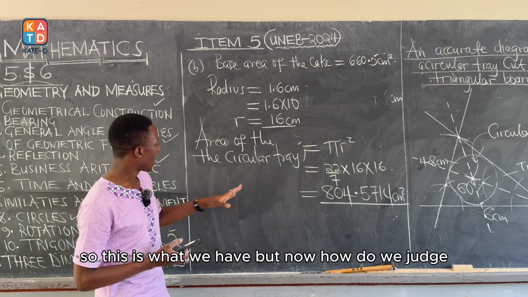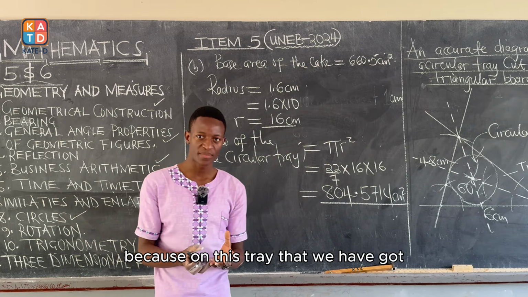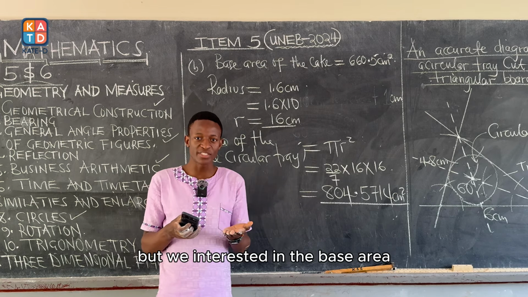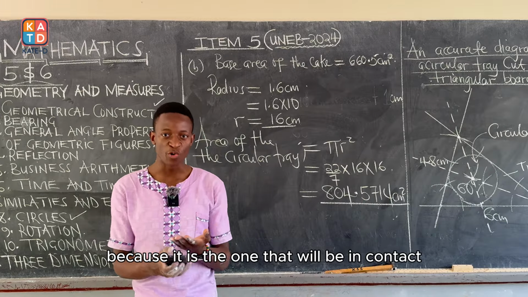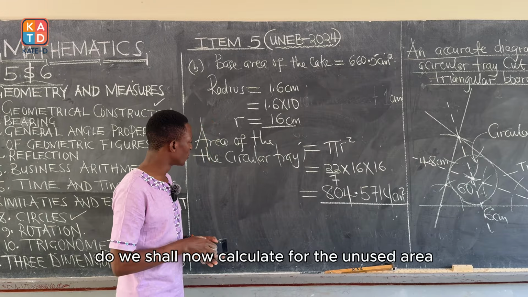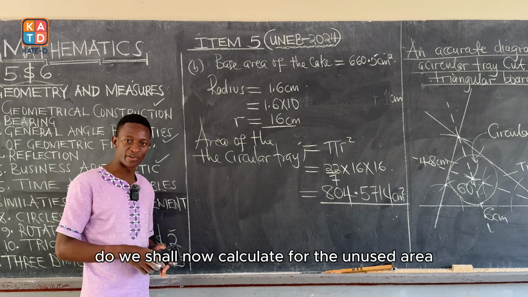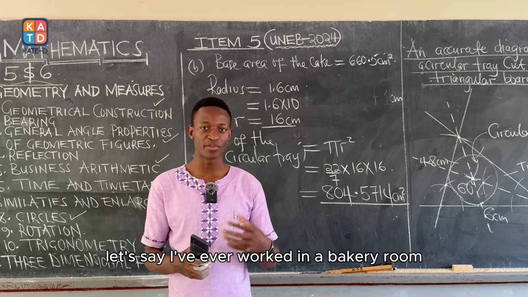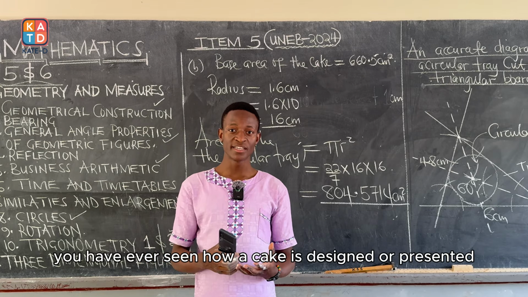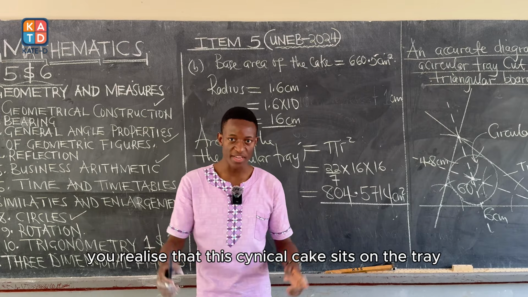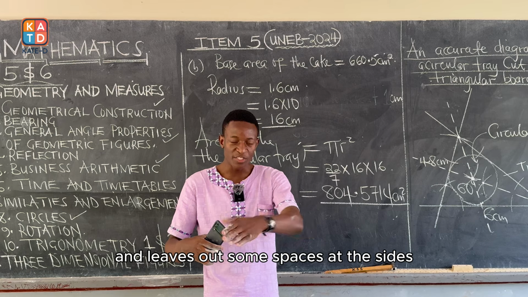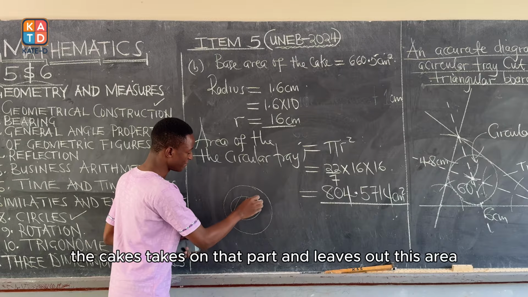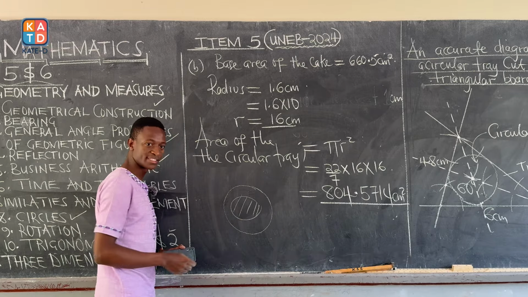But now, how do we judge? On this circular tray that we have got, we want to make sure that this cylindrical cake sits on it, but we are interested in the base area because it is the one that will be in contact with this circular tray. So we shall calculate the unused area, because whenever we are dealing with cakes, let's say you have ever worked in a bakery, you have seen how a cake is designed or presented. You realize that this cylindrical cake sits on the circular tray and leaves out some space at the sides. It is always in this form. The cake takes up that part and leaves out this area just as a design.